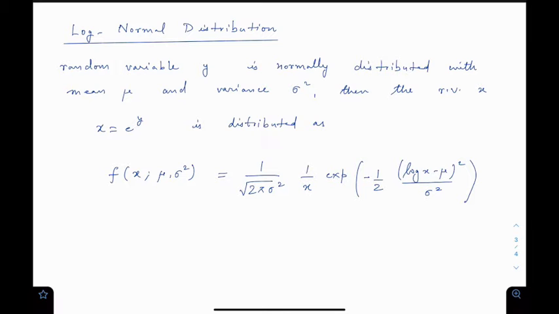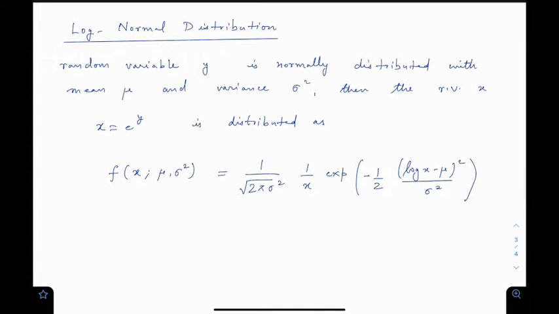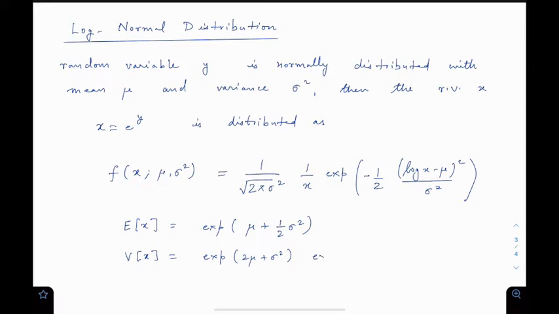Now the properties in this case: the mean turns out to be exponential of mu plus half sigma square, and the variance is given as exponential of 2 mu plus sigma square, times exponential of sigma square minus 1.